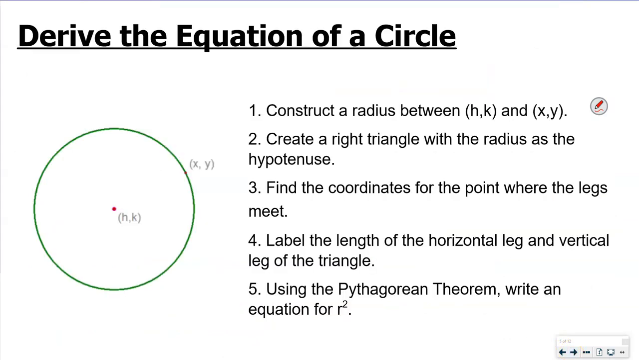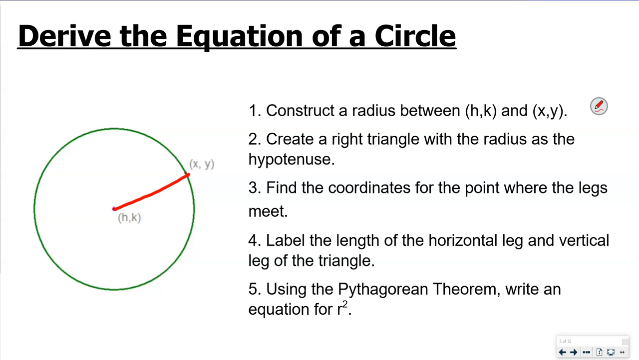So now what we're going to do is derive the equation of a circle. So we're constructing a radius between (h, k) and (x, y). So we're just going to draw a line here between (h, k) and (x, y). Let's see how straight a line I can actually create here. It's not going to cooperate with me. Hang on just a second. I was trying to use a straight edge, but it's not going to work, so I'm just going to do it freehand to the best of my ability. Pretty close. Close enough, okay?